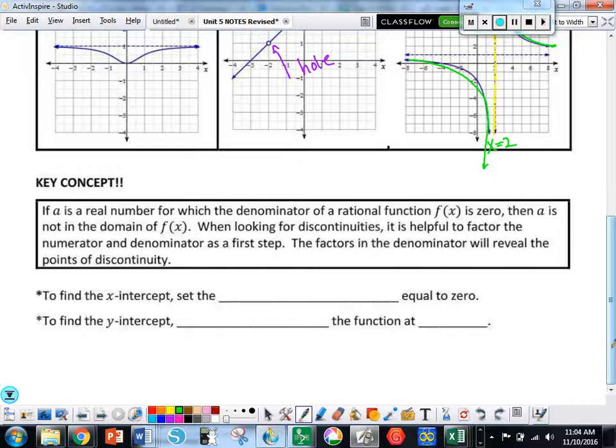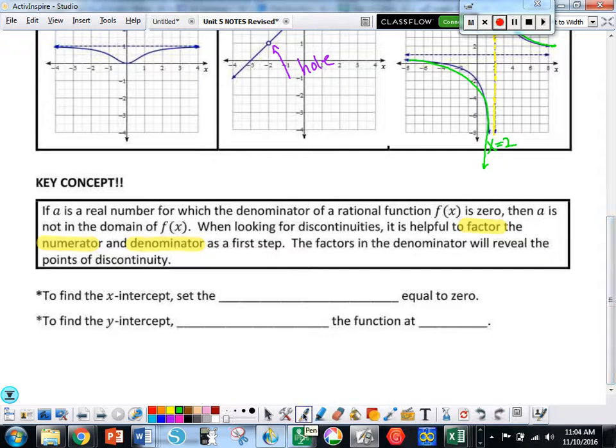When looking for discontinuities, it's helpful to factor the numerator and denominator. So we're going to be doing this as the first step, just like we did last unit. The factors in the denominator will reveal the points of discontinuity and what kind they are.